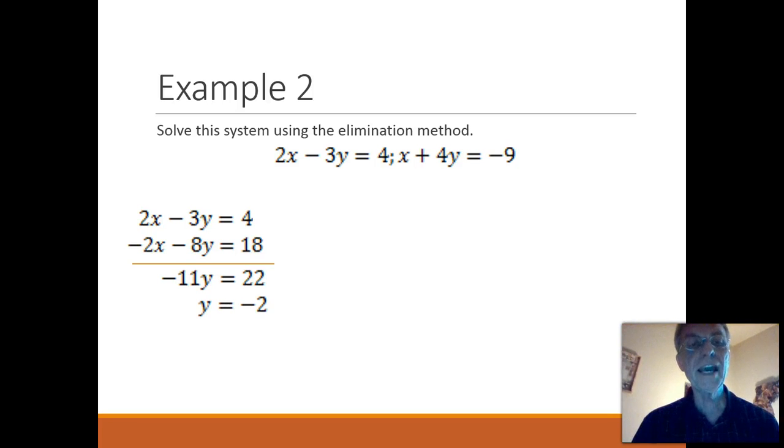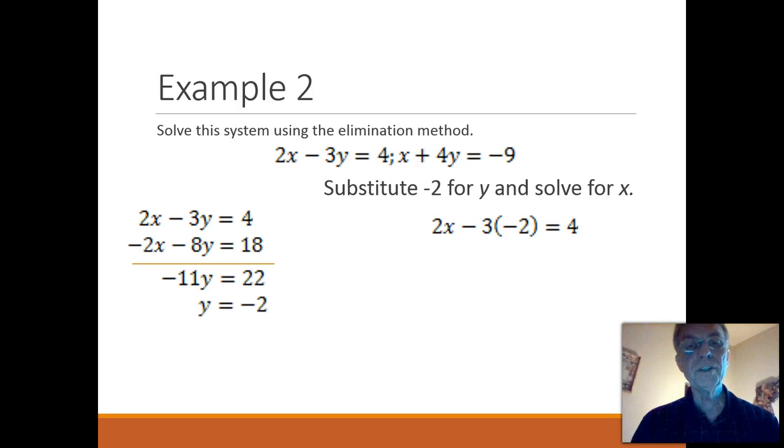So once again, that's half of our solution. Now we're going to take the -2, and plug it back into one of the two original equations. What I did here is I picked the first equation, so I took 2x minus 3 times -2 that I substituted in for the y is equal to 4. Multiply out, which is going to give us 2x plus 6 equals 4. Subtract the 6 from both sides, gives us 2x is equal to -2. Divide both sides by the 2, gives us x is equal to -1.